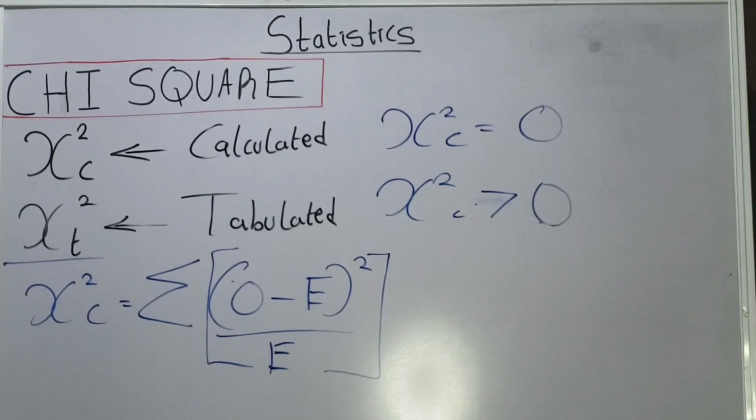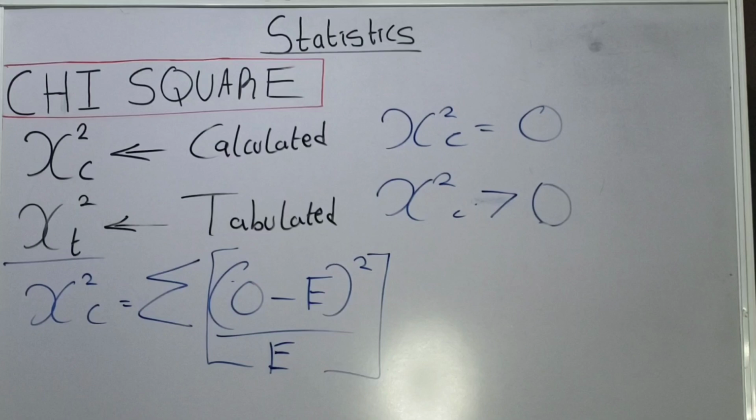I'm going to explain. In statistics, we have two degrees of freedom depending on the chi-square test. The type of chi-square test that we're dealing with will tell us the degree of freedom that we're going to use.